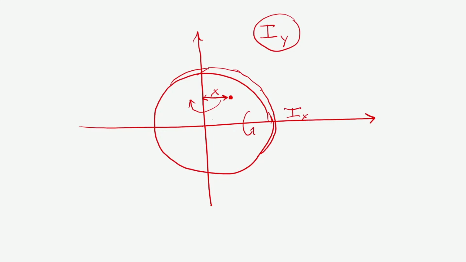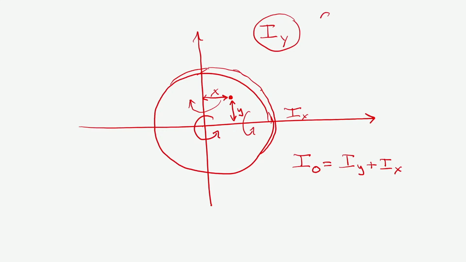The spinning motion around the origin, we're going to call that I sub 0. And it turns out that that is just the sum of these two moments. And there's a mathematical reason for that. But the easiest way to see it is that if you think of that point, it has an x value and a y value.